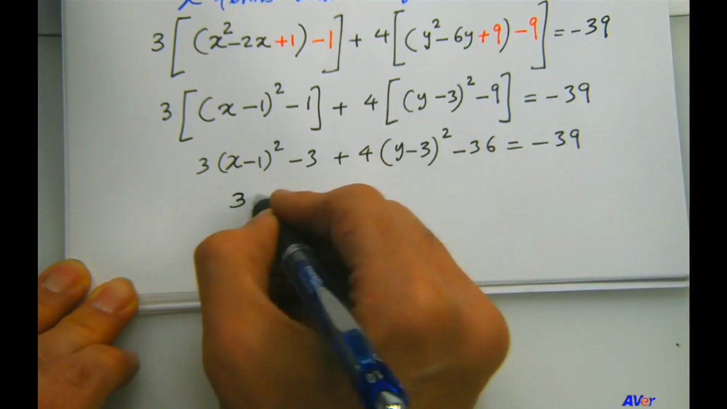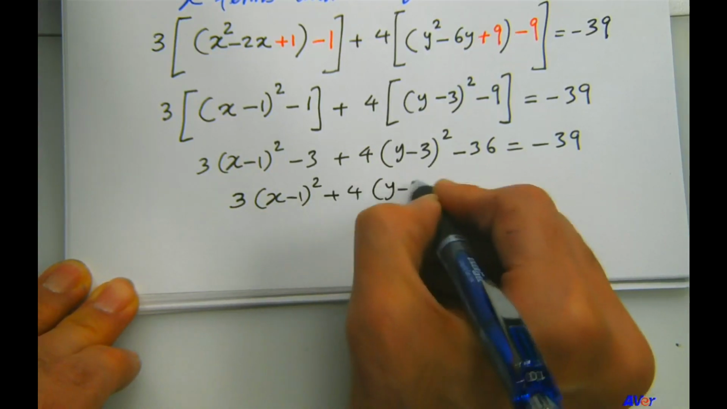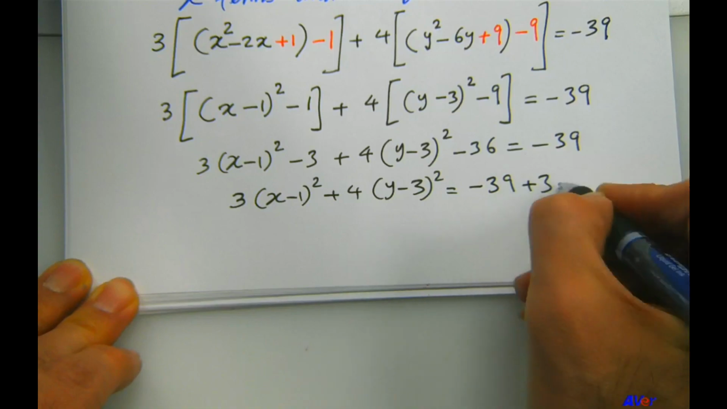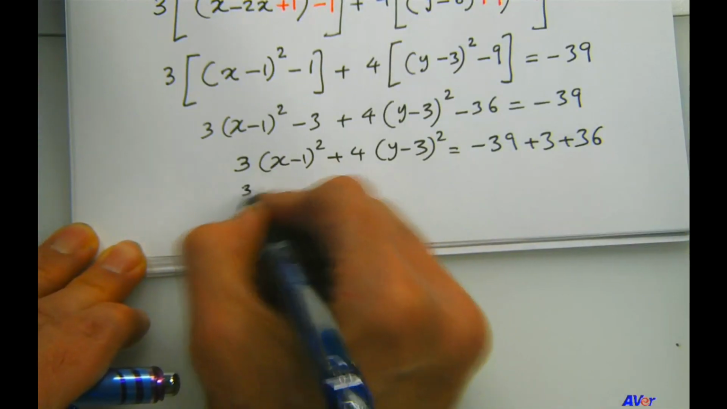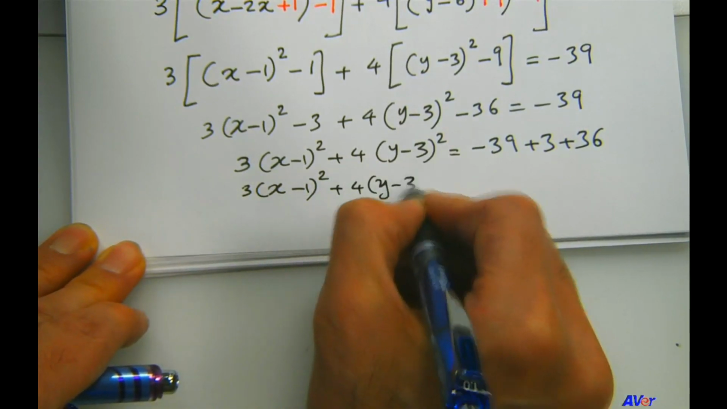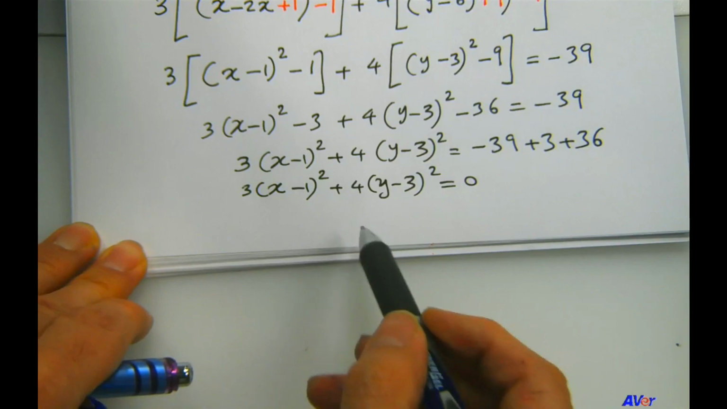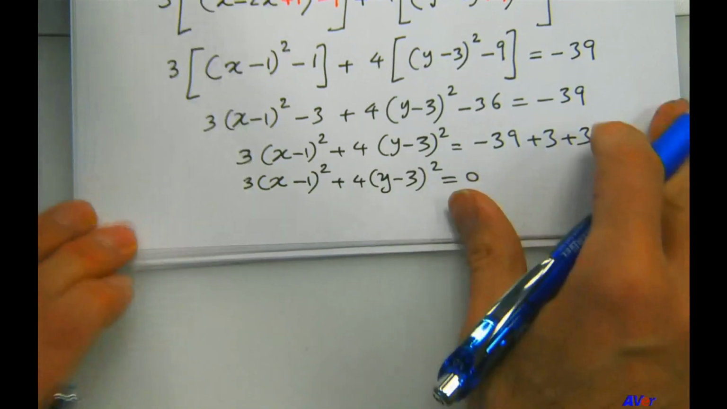So let's move the constants to the other side. So we have 3 times x minus 1 squared plus 4 times y minus 3 squared. On the other side, we have minus 39 plus 3 plus 36, right? We're moving the constants to the other side. What do we have on that side? We have 0. So we have 3 times that plus 4 times y minus 3 squared equals 0. Let's divide both sides by 12.